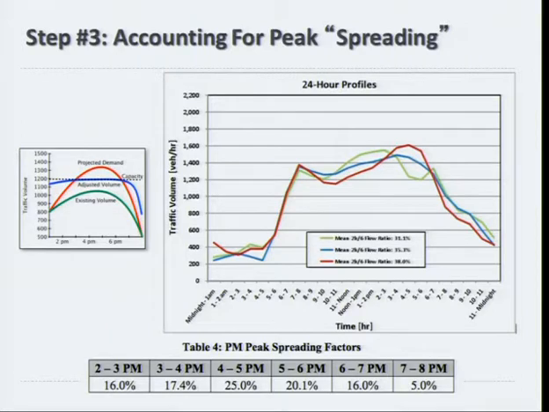So it was changing the shape of the curve, not changing the area under the curve. The area under the curve is the total volume. We're not creating trips, we're not making trips go away. We're just flattening them out the way queuing would, as if those trips had to make it through the system.